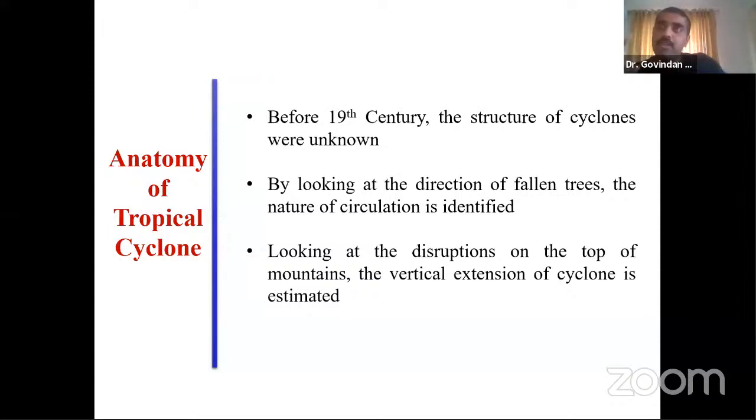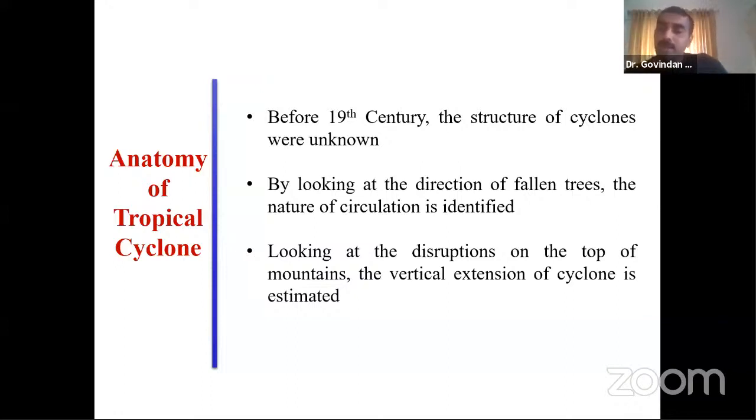So they actually traveled to different places. They saw how the trees fell, and based on the direction of the fall, they estimated the direction of the wind circulation. Looking at the disruptions at the tops of the mountains, they understood that the cyclone is not just near the surface, it also has some vertical extension. That's how people before the 19th century identified the structure of a tropical cyclone.